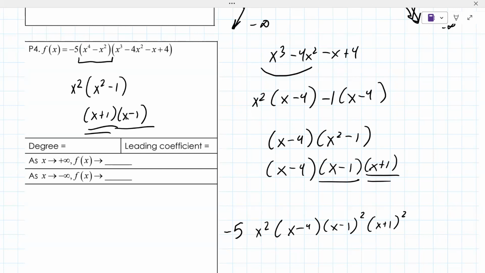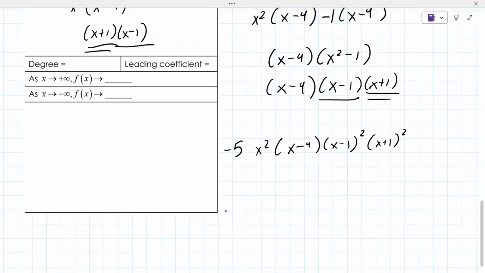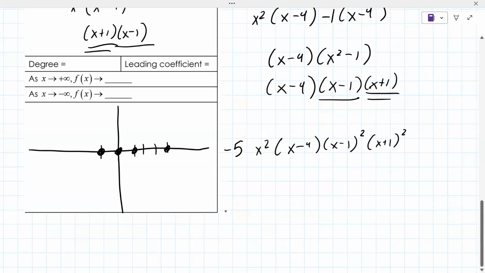So -5x. Okay, so the zeros, that's where you've got to make sure you know the zeros. There's one at 0. That's the x squared. Then there's one at 4, then 1, and then -1. And at 1 and -1, it bounces. We don't know if it bounces at 4. At 0, it also bounces. A lot of bouncing.